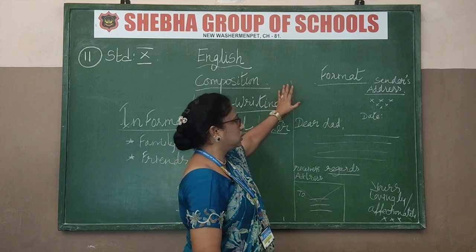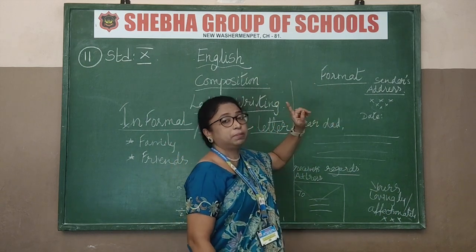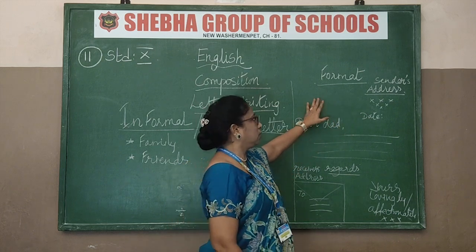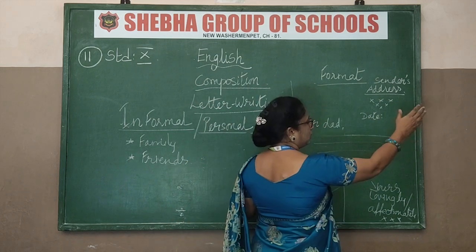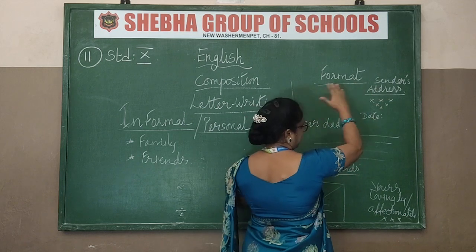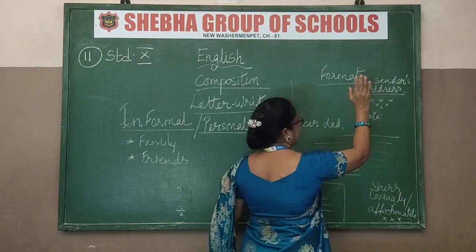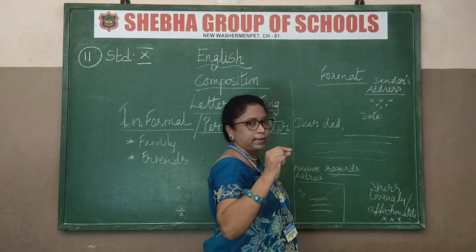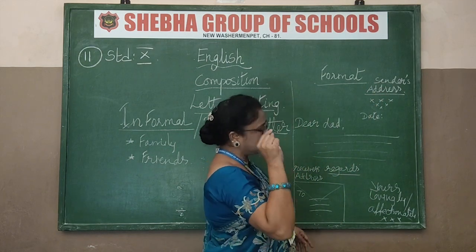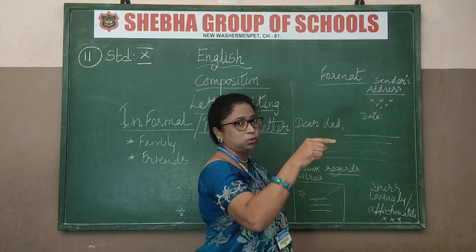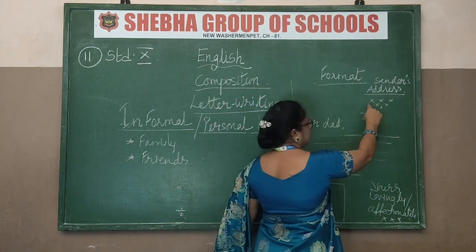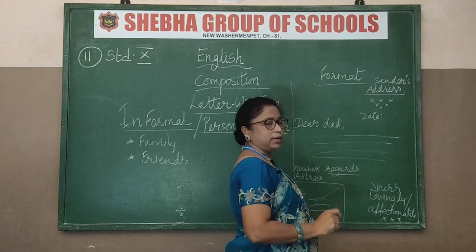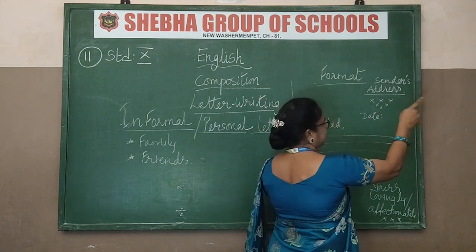All right, so this is the format for a personal letter, that is, writing to your family or your friends. Listen: the format starts in the right hand corner of the page. Write the sender's address there. Whoever is sending the letter, that name and their address should be written, and the date on which you write the letter. Everything should be here in the right hand corner.